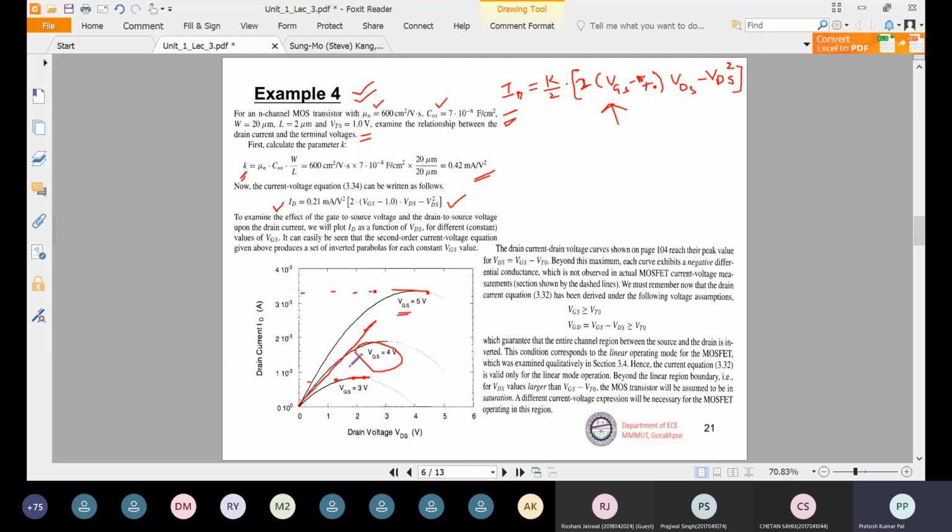So for a point like this, suppose this is 1.8 volt of VDS, the current relation is a linear relation between drain current and drain voltage. So up to this we can consider that it is working in the linear region. This could be considered as a linear operation.